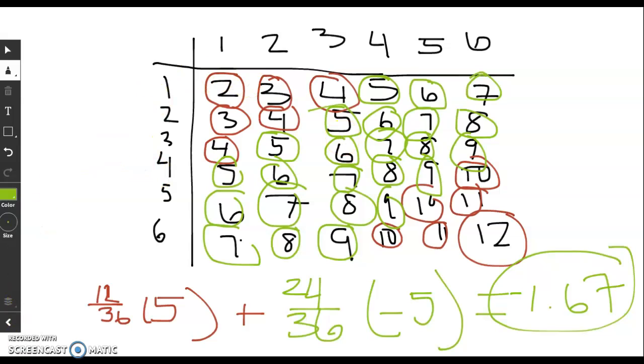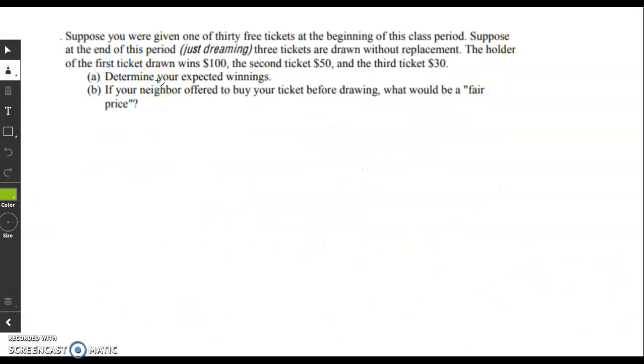All right, let's see if I have time for one more. Suppose you were given one of 30 free tickets at the beginning of this class period. Suppose at the end of the period, just dreaming, 3 tickets are drawn without replacement. The holder of the first ticket drawn wins $100. The second ticket is $50, and the third is $30.